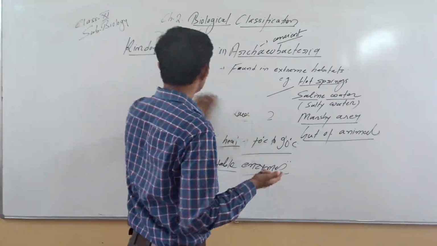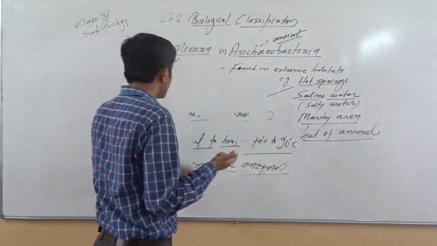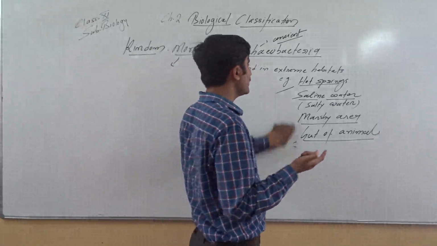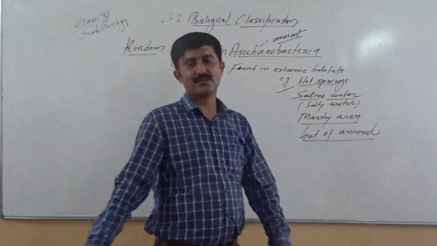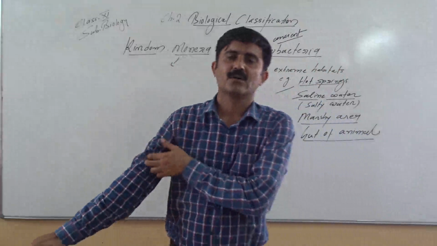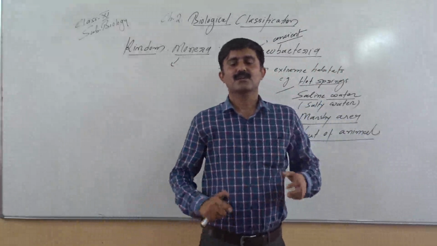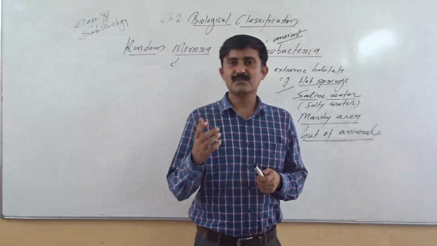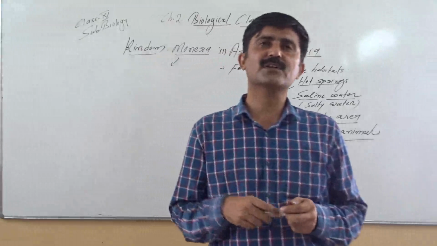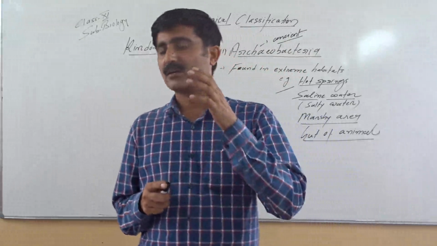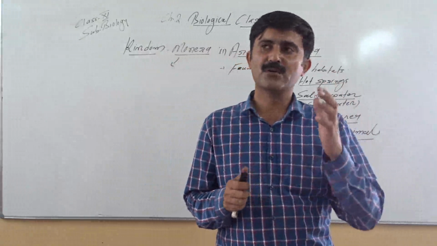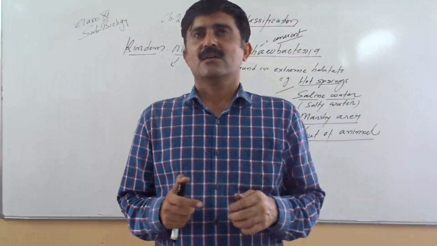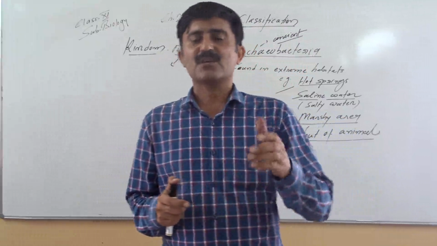Next category we can take is methanogens. Methanogens means they generate or produce methane, and they are found in another extreme habitat, the marshy area, or in other words, the area where there is no oxygen. Without oxygen they survive, and they produce methane. This kind of bacteria is even found in the intestine or gut of cattle. Methane producing bacteria like Methanococcus produce methane, commonly known as biogas.